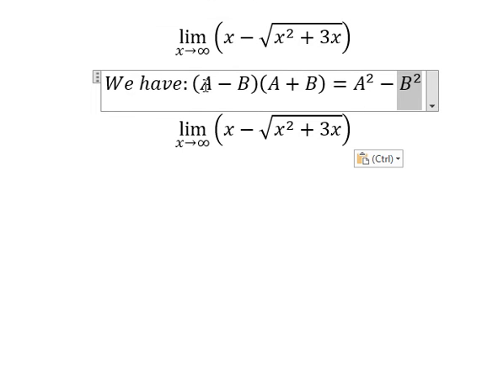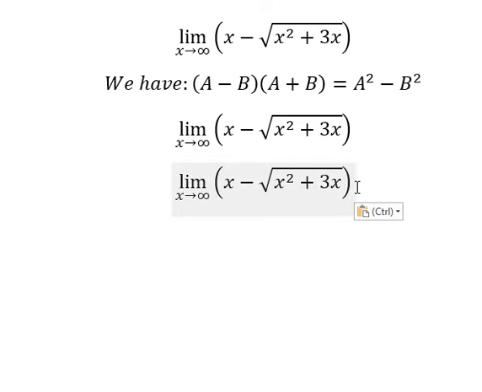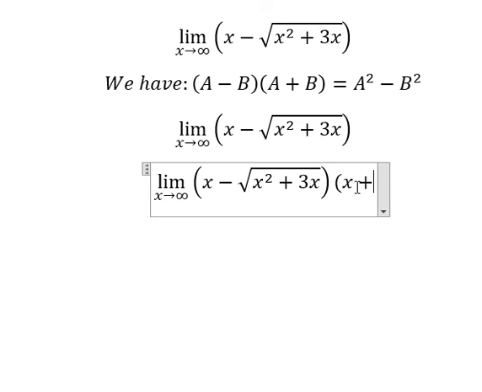However, we just have only a minus b, so to create this one we need to multiply by a plus b on numerator and denominator. So that should be like this.